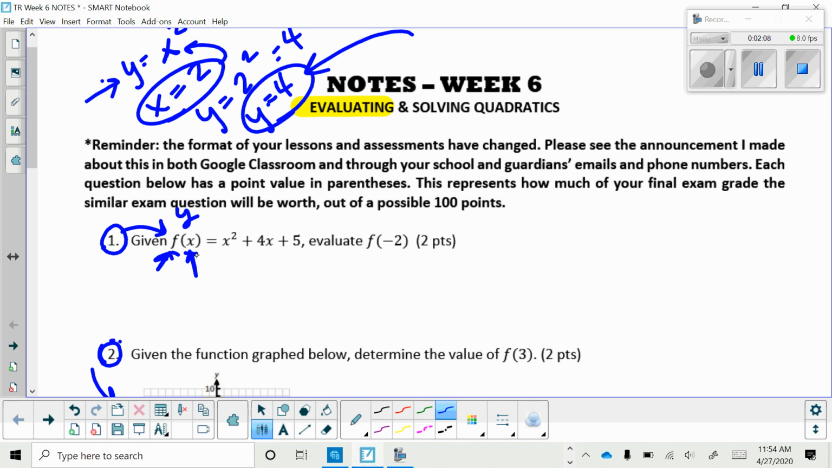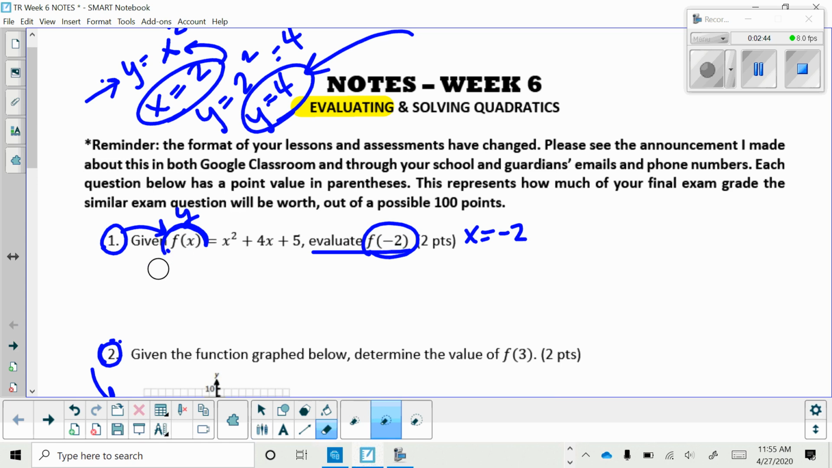So I have this function, f of x equals x squared plus 4x plus 5, and it's asking me to evaluate for f of negative 2. Well, let's look at that notation for a second. This right here was just f of x, where x is just the variable. But this right here is f of negative 2. What's changed? The x has been replaced by negative 2. This is just another way of saying that x equals negative 2. Go figure out what the y value is.